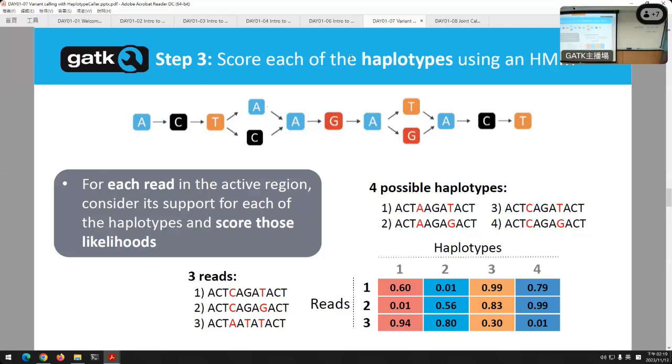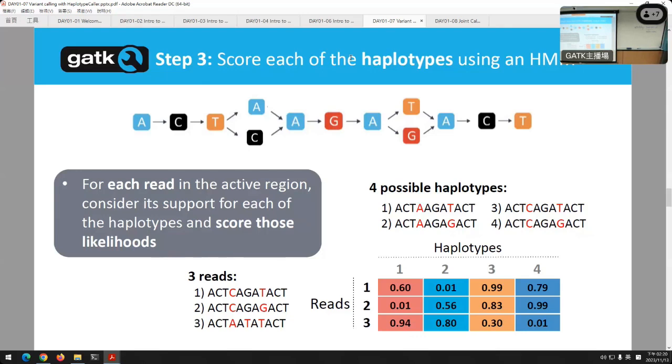How about the second haplotype? The second haplotype is an A and a G, and ours is a C and a T. That's really unlikely. Not zero, but we're calling it 0.01. Now the most likely scenario, 0.99, not percent, just likelihood, is that the first read, which has the C and the T, came from the third haplotype, that's the C and the T.